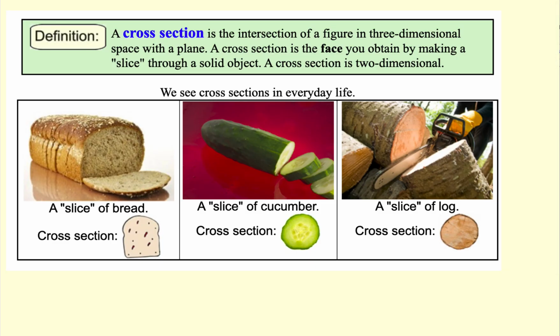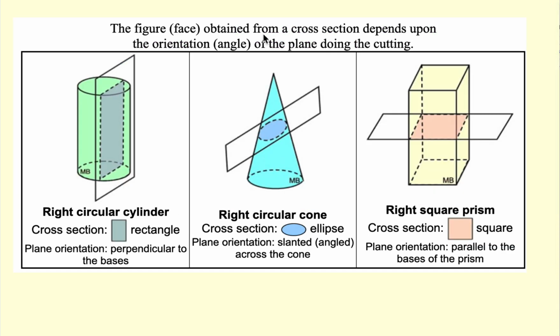Remember that we did talk about a cross-section. It's the intersection of a figure in three-dimensional space with a plane. A cross-section is the face you obtain by making a slice through the solid object. And we had this slide before. When you have the intersection of the plane and the solid, you will get a shape. And that shape right here is shown in the dotted line.